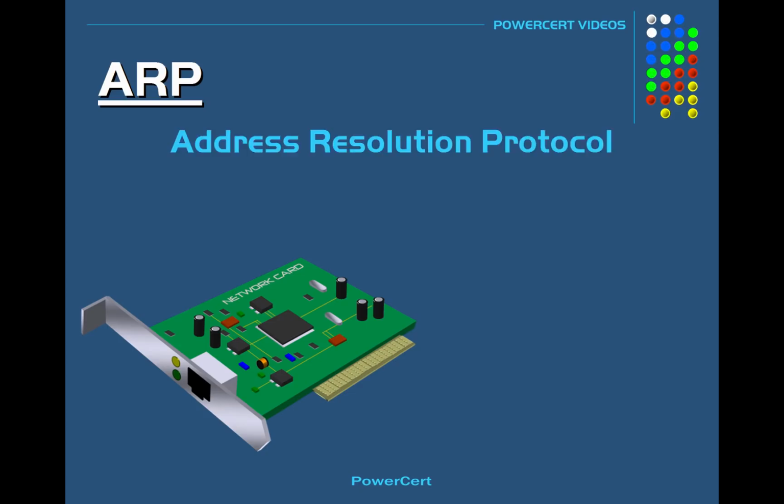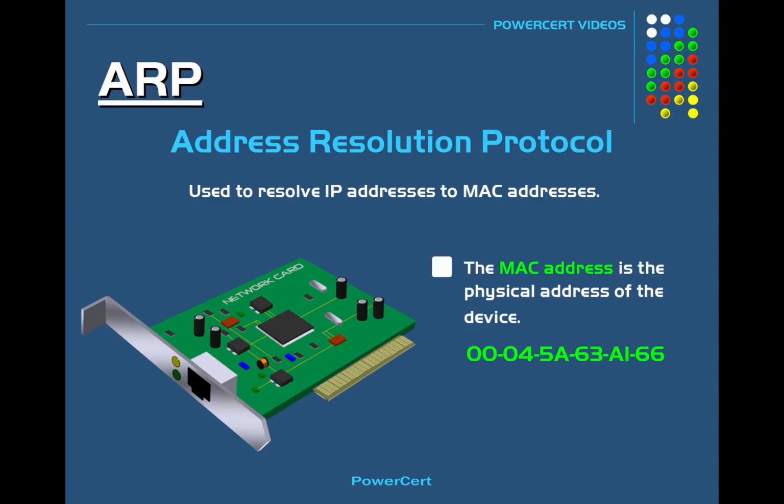ARP stands for Address Resolution Protocol. Now this is a protocol that is used to resolve IP addresses to MAC addresses. The MAC address is a physical address of a device. It's a globally unique number that is assigned to every network interface card.